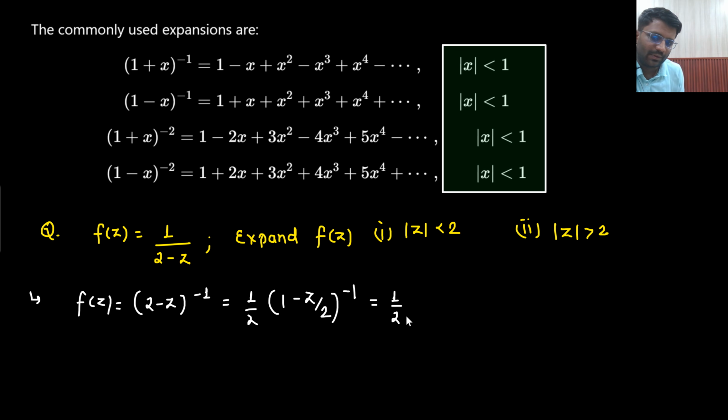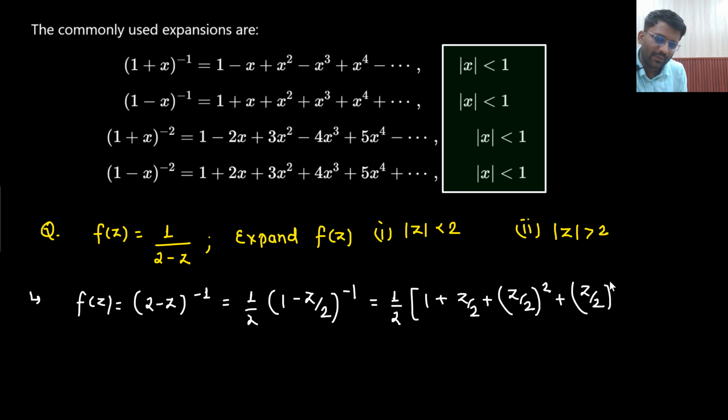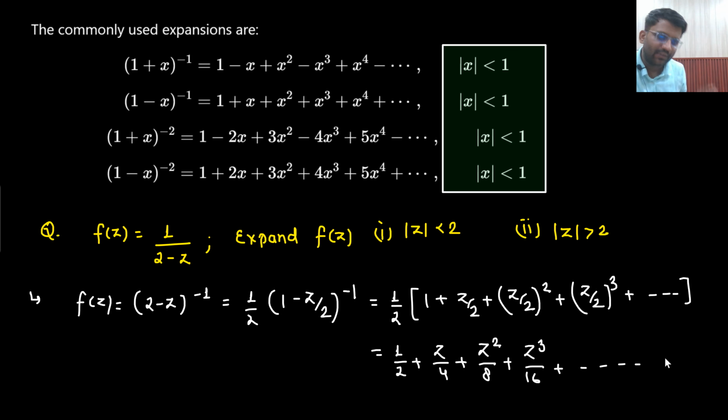What will this be equivalent to? 1 by 2, and now take this minus sign inside: 1 plus z by 2 plus z by 2 whole square plus z by 2 whole cube and so on. So this is the expansion that you are getting. What answer are you getting? 1 by 2 plus z by 4 plus z square by 8 plus z cube by 16 and so on. So sir, this is the answer.